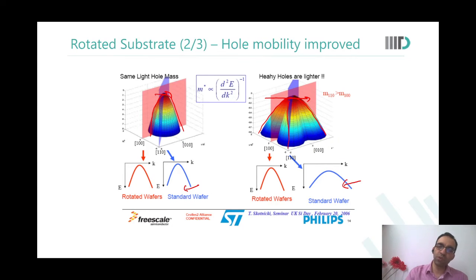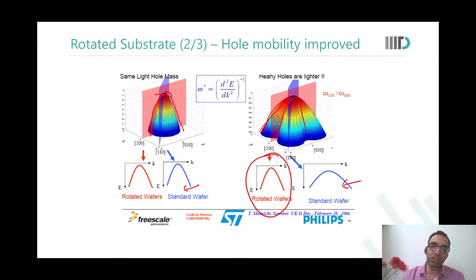But when you rotated the wafer, what happened? You came to the part of the wafer where this extra lobe was not a part of your current flow, and therefore rotated wafers also had light holes only. So overall mobility of the holes improved. What does improved hole mobility mean? That now, to get the same current, I can have a smaller device.